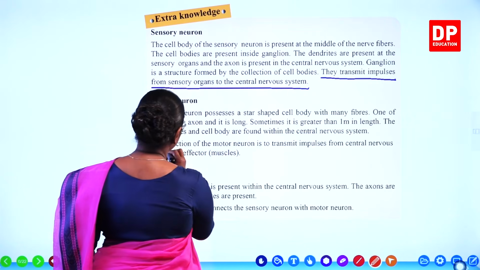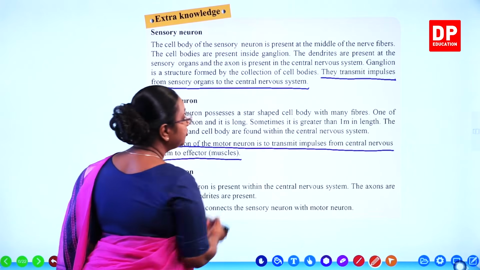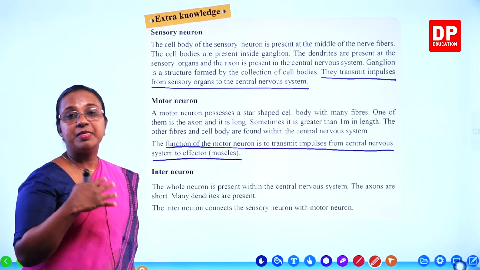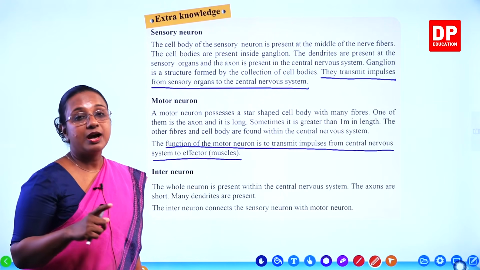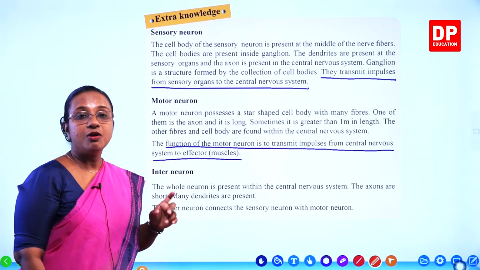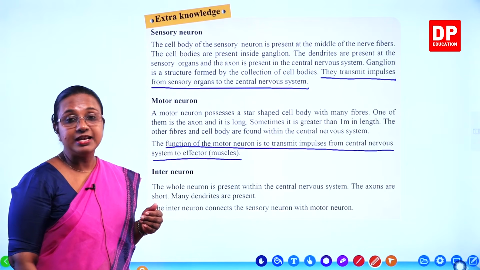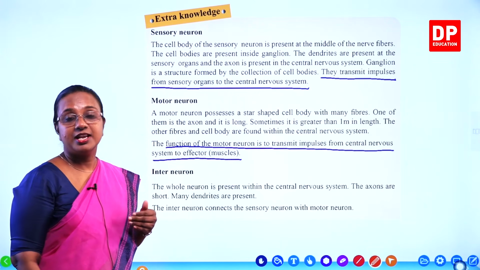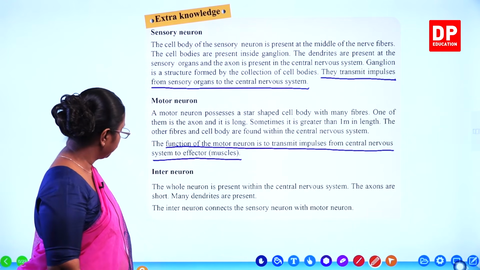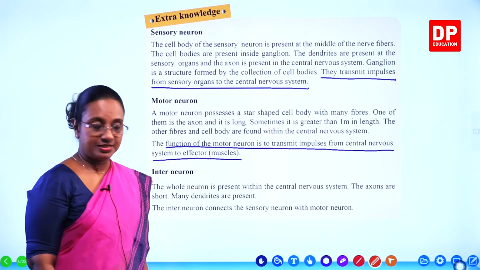So this is something that you have to remember. You don't have to go into detail about the different structures and the parts present, but you have to remember their functions clearly. And also, as you see a diagram, you should be able to identify and differentiate the three types of neurons. Interneuron. The whole neuron is present within the central nervous system.